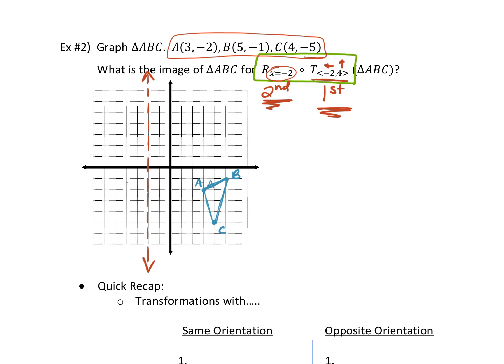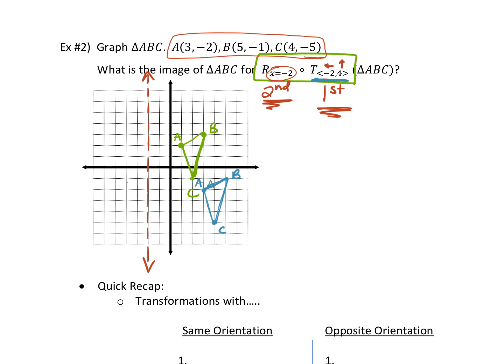So from here, you went 2 to the left, so 1, 2, and then 4 up, 1, 2, 3, 4, so that would be A. B would be 2 to the left, 1, 2, 3, 4 up, and C would be 2 to the left, 1, 2, 3, 4 up. So here's your new triangle before we have flipped.